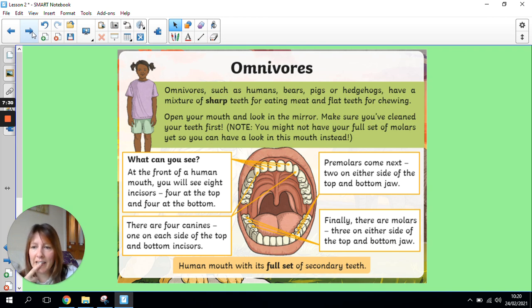You will be able to see your incisors at the front, 4 at the top, 4 at the bottom. You will be able to see 4 canines then, 2 at the top, 2 at the bottom. So either side of your incisors you will have 2 canines at the top and the bottom. Then you will have your premolars, 2 on either side of the top and the bottom. And finally your molars, 3 on either side of the top and bottom jaw. Now if you can see to the back in the mirror, you might see how many you've got at the moment. You eventually will have 3 on each side, okay, at the top and at the bottom.